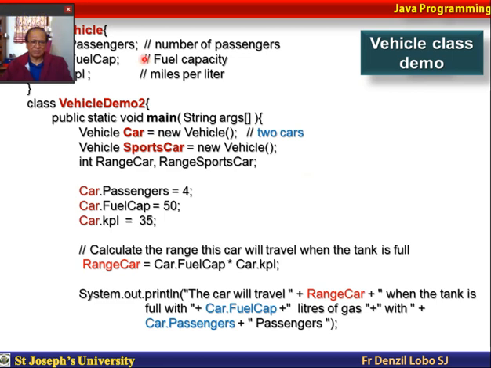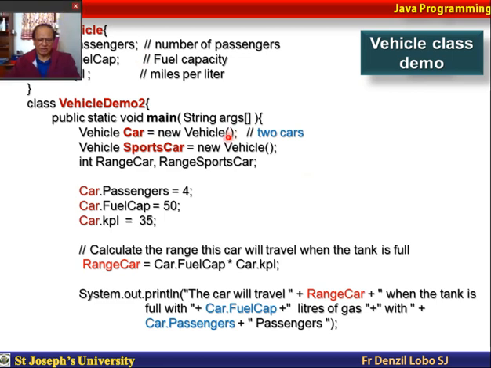As you see, same thing. We have this class called vehicle. This time I am creating two vehicles, a car and a sports car, using the same class. This is a car object, and a sports car object. So then I've got range for car and range for sports car. First I assign the values 4, 50 and 35. I calculate the range and display the range of car.